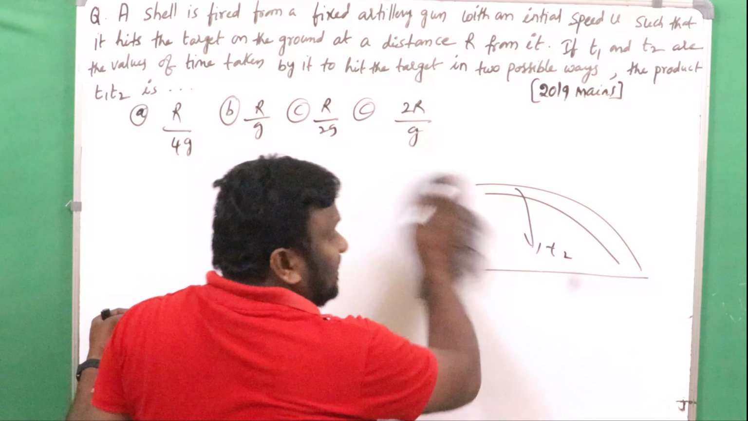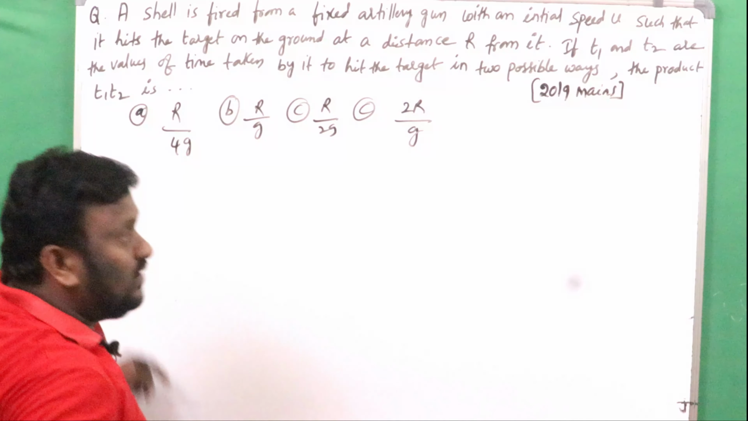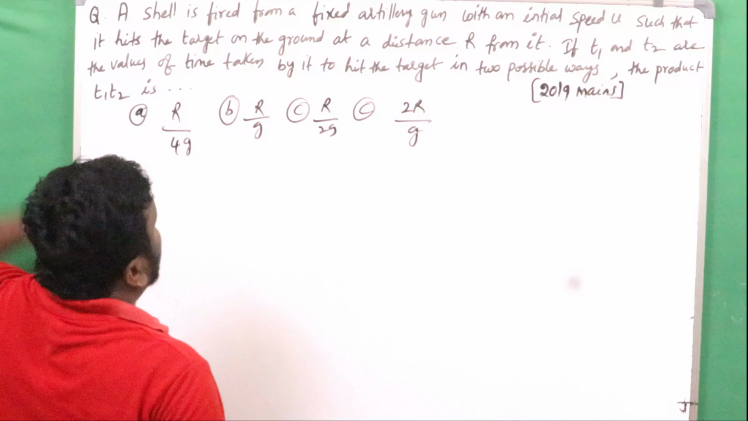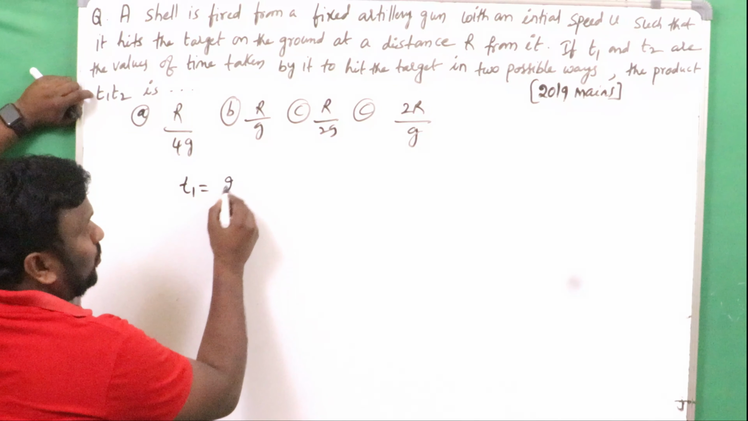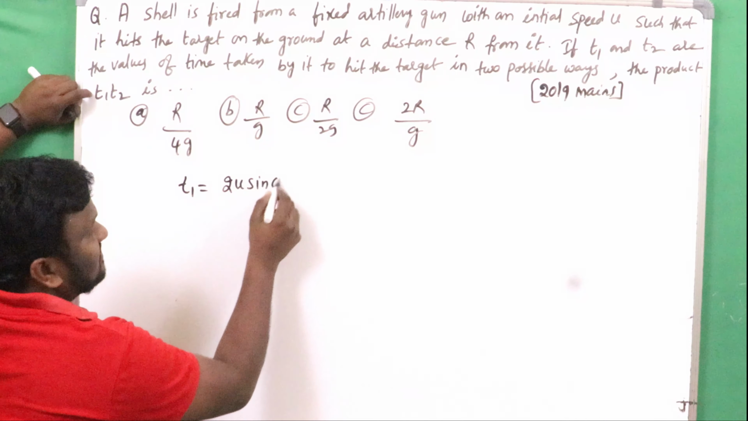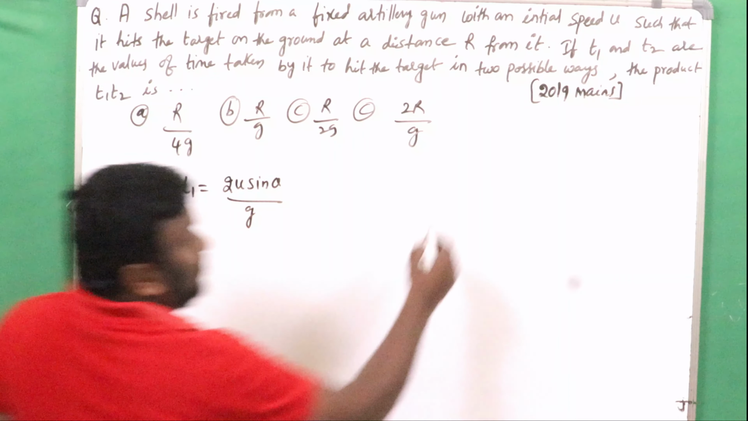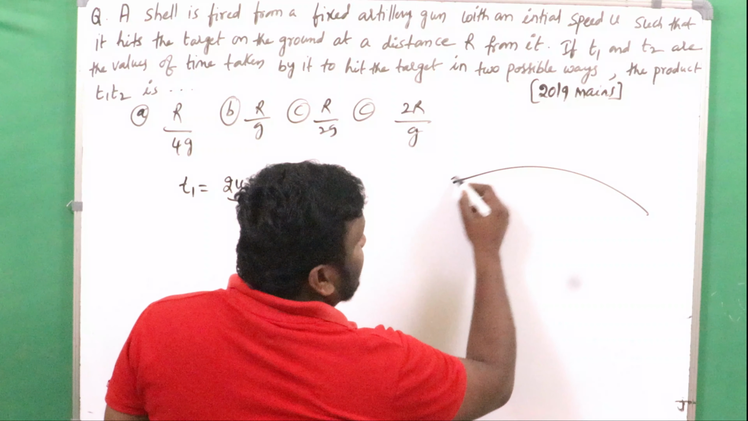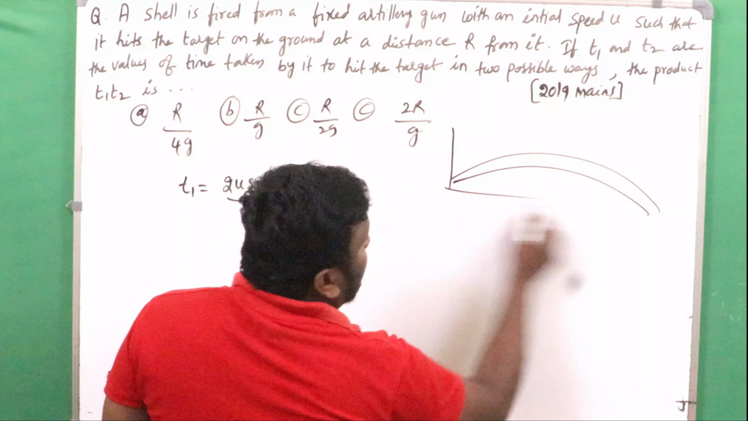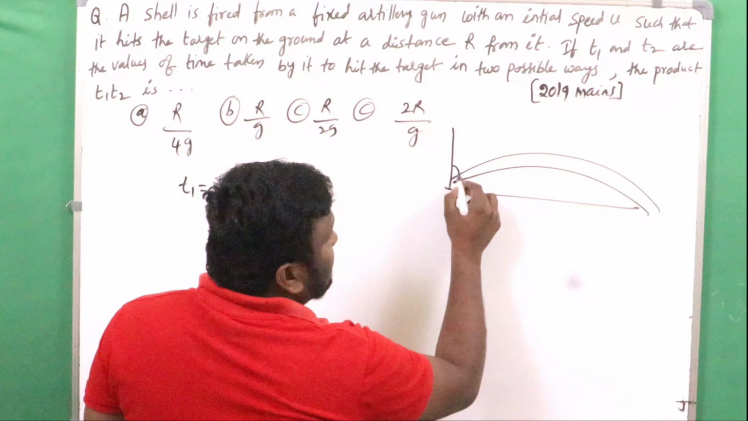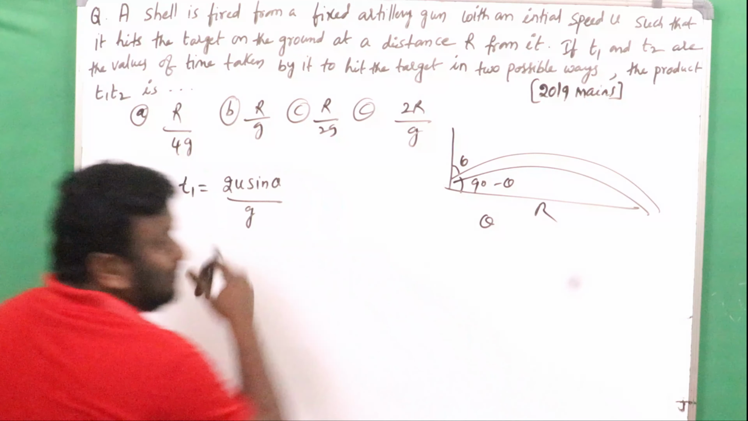A shell is fired from the gun. For the first path, the time taken by the shell is T1, and for the next one is T2. Then here T1 is nothing but the time of flight. What we know is 2u sin theta by g. So here is the first shell, and this is the second shell. In this case, the angle is theta, and this is 90 minus theta, then only the range will be the same.